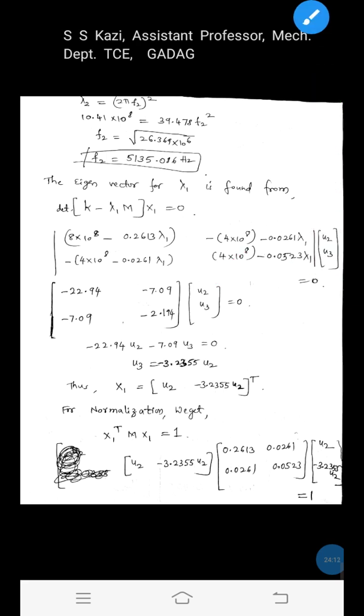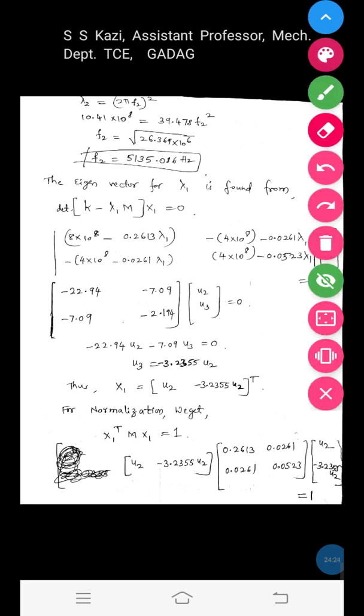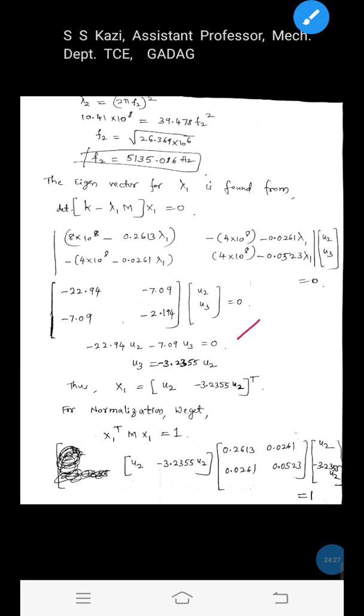Okay, now we will solve for this one. The first equation we consider now: minus 22.94 u2 minus 7.09 u3 is equal to 0. From this equation we can write u3 is equal to minus 3.2355 u2, because if you take this term to the right-hand side, 7.09 u3 is equal to minus 22.94 u2. Therefore u3 is equal to minus 22.94 divided by 7.09 u2, that gives u3 is equal to minus 3.2355 u2.